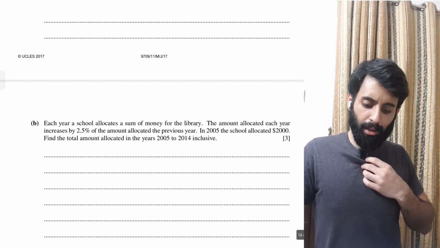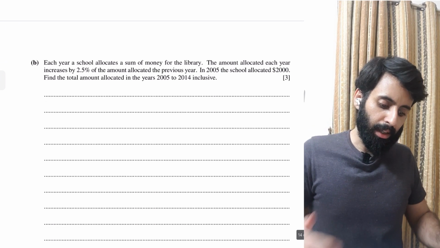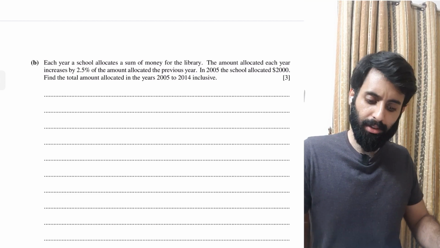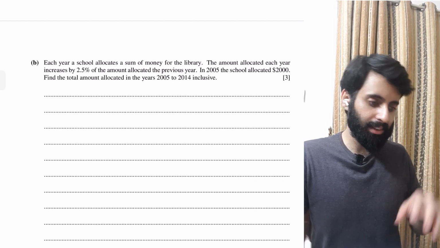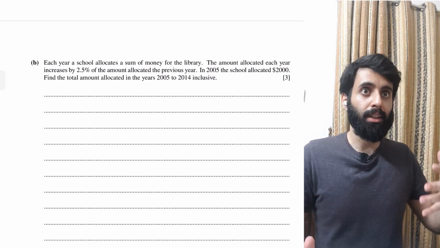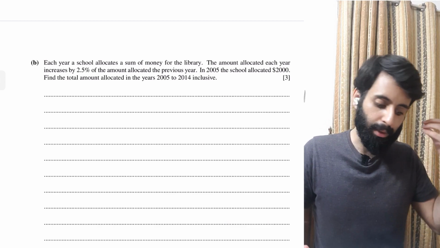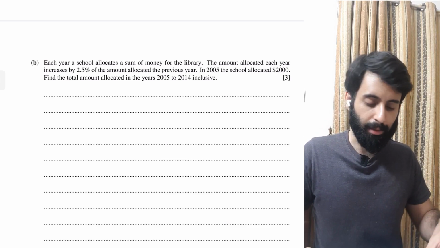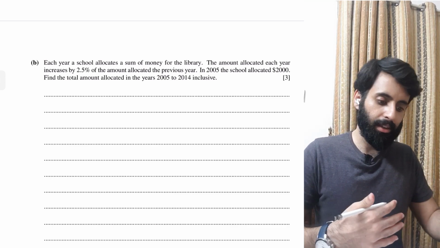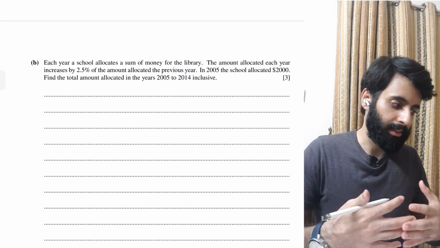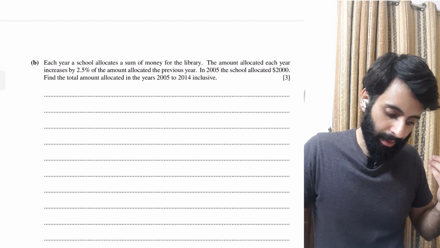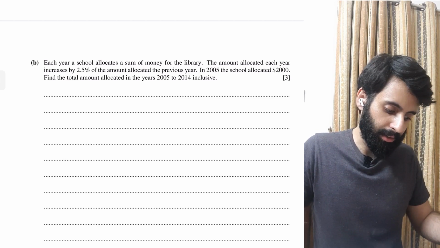Then we move on to part B, which says each year a school allocates a sum of money for the library. The amount allocated each year increases by 2.5%. So whenever the question says that the amount increases by a certain percentage every year, and that percentage is of the previous year, then the question will definitely be of geometric progression, because that's how geometric progression progresses. Every term is either increased by a certain ratio or decreased by a certain ratio. So it says in 2005 the school allocated $2,000.